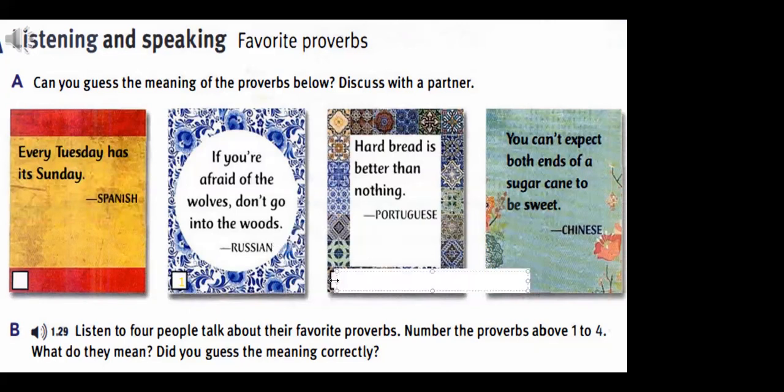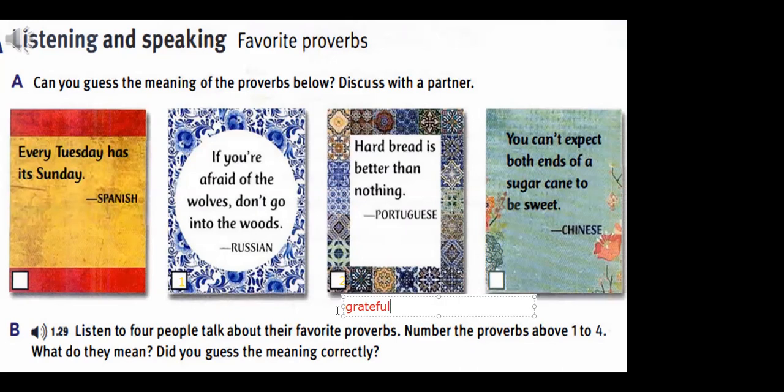Hard bread is better than nothing. Okay, what can you tell me about this number two? Well, what I understood was that we have to be happy with all the things that we have. Yes, we have to be grateful. Grateful, okay. Nice. The things we have, even if we have problems. If you have only beans on your plate to eat, at least you have food. Right? So you must be grateful for life.